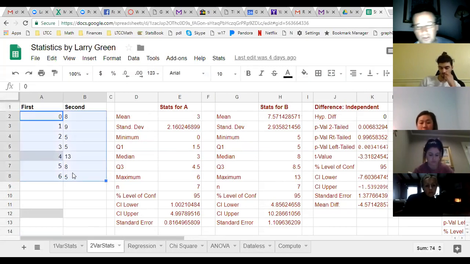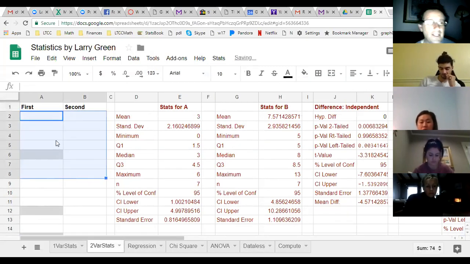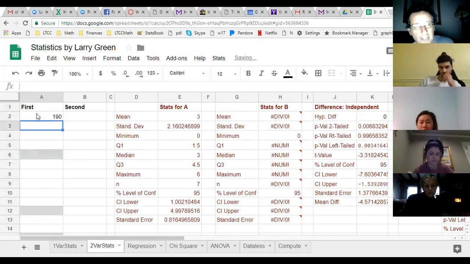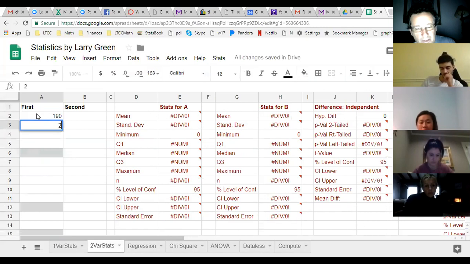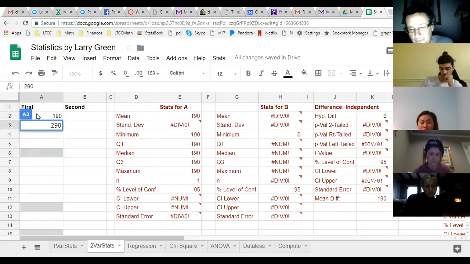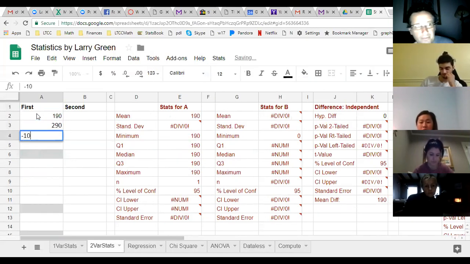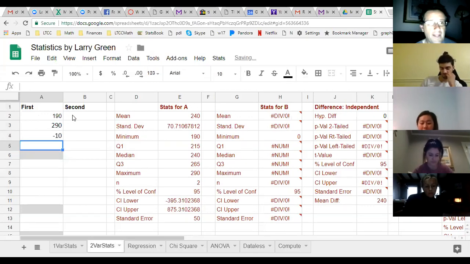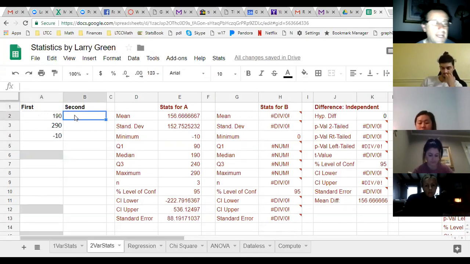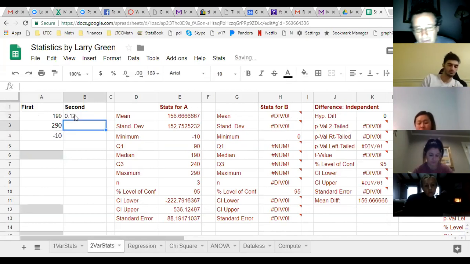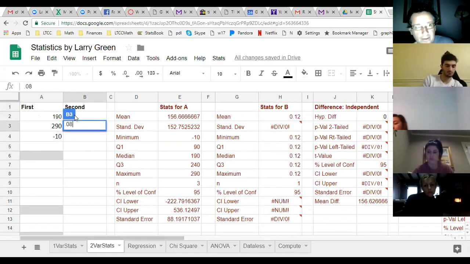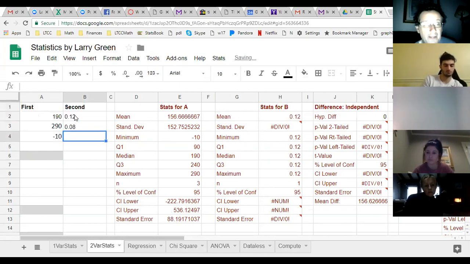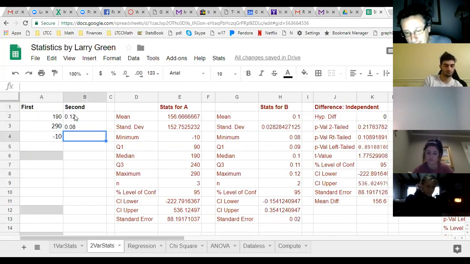I'm going to highlight the first and second, hit backspace. On the first, we had 190, and then we had, was it 290, right? Mm-hmm. And -10. And on the second, we had 0.12, and then we had 0.08, and then we had 0.8.